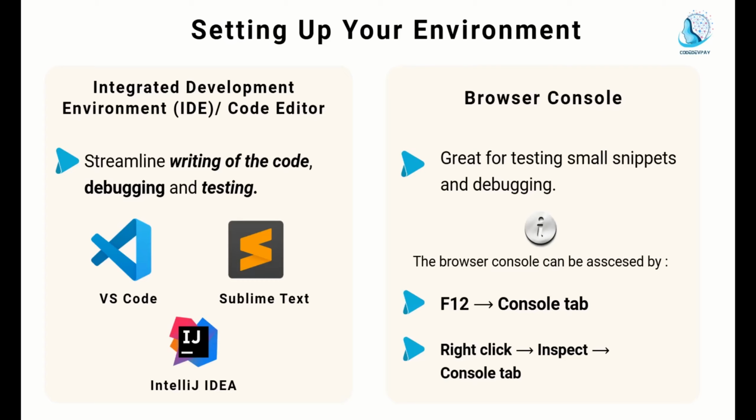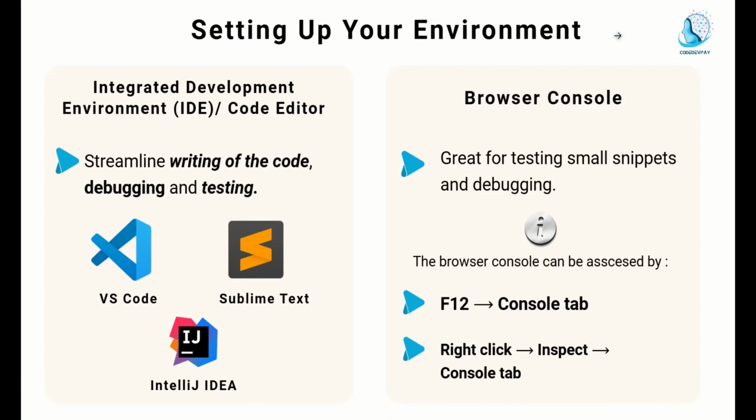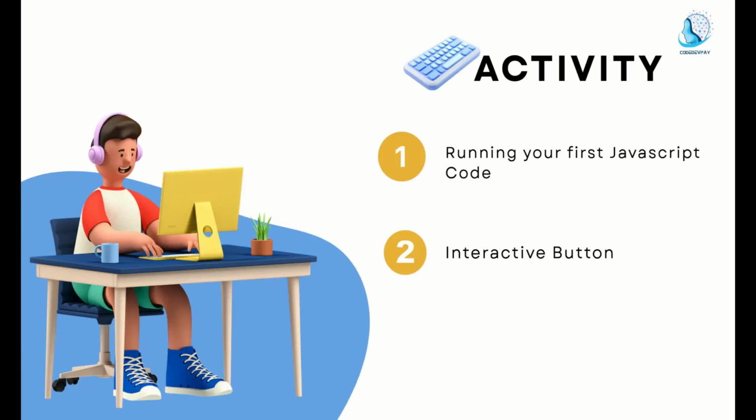Now, how do we access the browser console? You can access the browser console using the F12 key and then clicking on the console tab. You can also access the browser console by right-clicking on any web page, clicking on Inspect, and clicking on the console tab. Now, let's perform an activity to run our first JavaScript code.